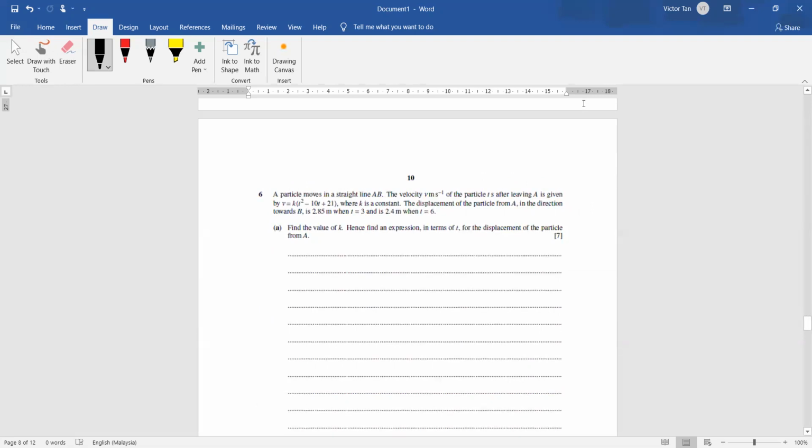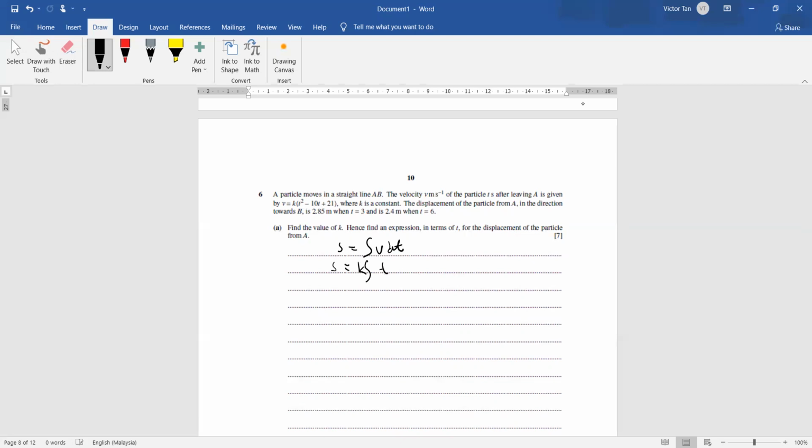A particle moves in a straight line AB. The velocity v of the particle t seconds after leaving A is given by this formula, where k is a constant. The displacement of the particle from A in the direction towards B is 2.85 meters when t equals 3 and 2.4 meters when t equals 6. Find the value of k, hence find an expression in terms of t for the displacement of the particle from A. So displacement S is the integral of v dt, as we're going to find the displacement function in terms of t.